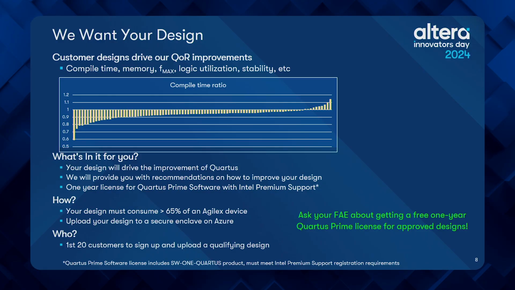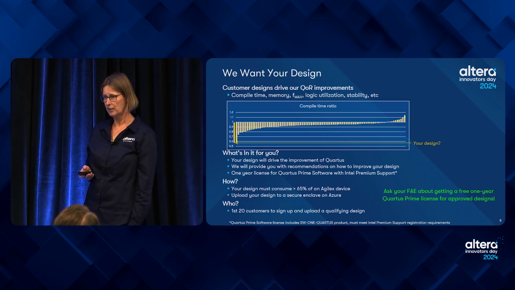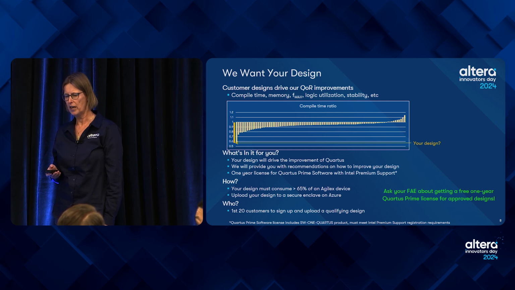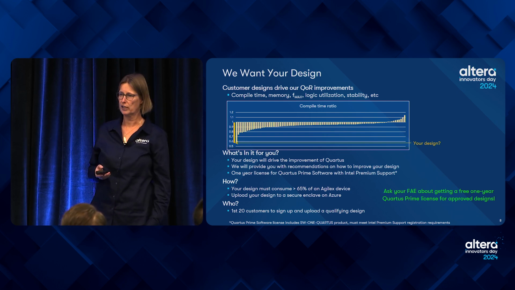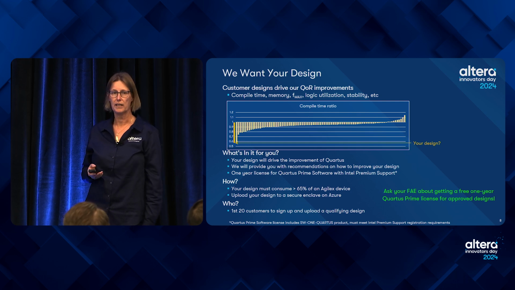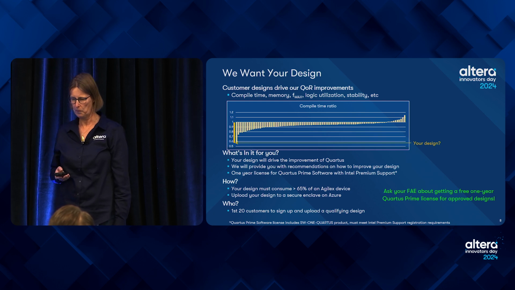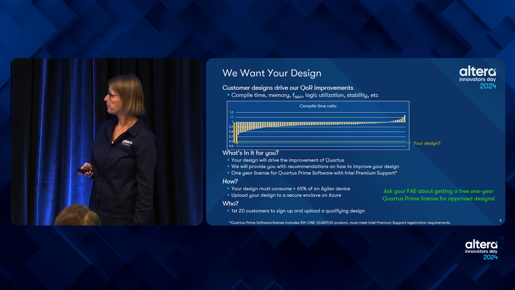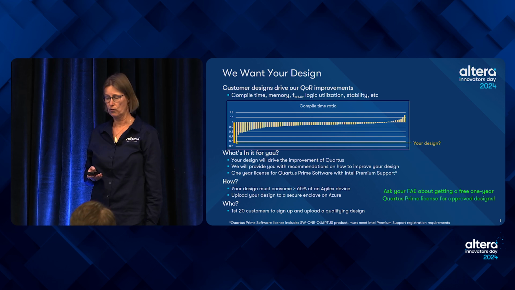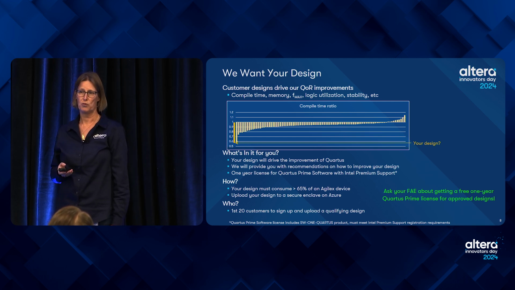So you might say, what's in it for me? I'm not really that comfortable sharing my IP. Well, what's in it for you is that you might see QOR improvements next time. You might be the design that gets maybe almost 50% compile time improvement next time. We will also, for a limited number of designs, provide you with recommendations on how to improve your design. Like maybe there's some RTL changes that you can make that would really help the timing, or maybe just some simple assignment adjustments. And we can also offer a 1-year free license for Quartus Prime software and Intel Premium support.